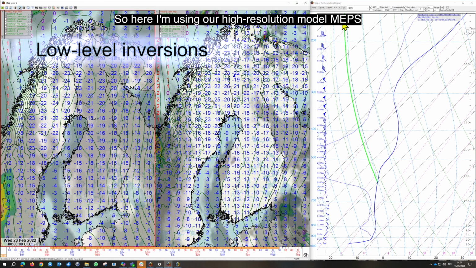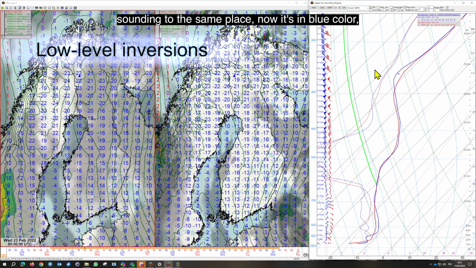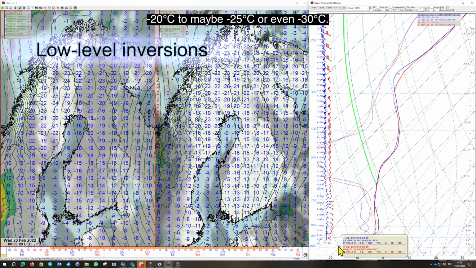So here I'm using our high resolution model, MEPS. That is okay at trying to represent these situations. But usually you can still decrease this temperature by 5 to even 10 degrees Celsius before you actually reach the observed value. And if I'm using the ECMWF model sounding for the same place, now in blue color, you can see that because of the resolution, it's not even that good at representing the strength of this stable inversion layer near the ground. So if I would be forecasting temperature for this point, I would say the temperature would be between minus 20 to minus maybe 25 or even 30.